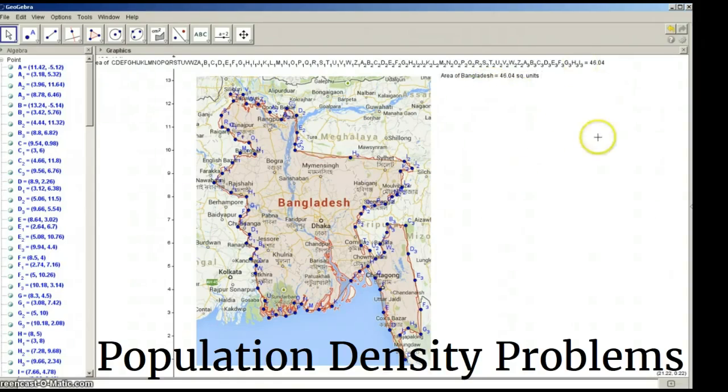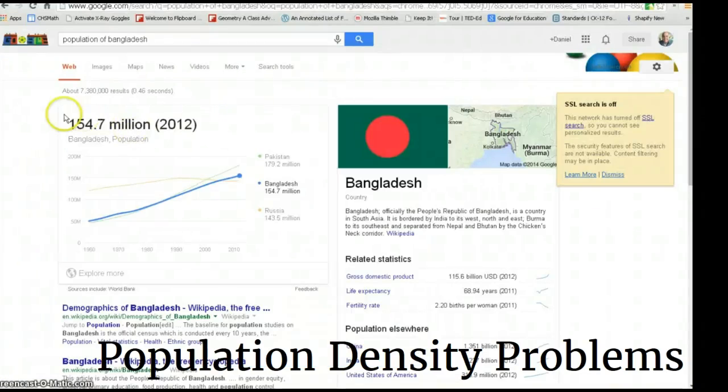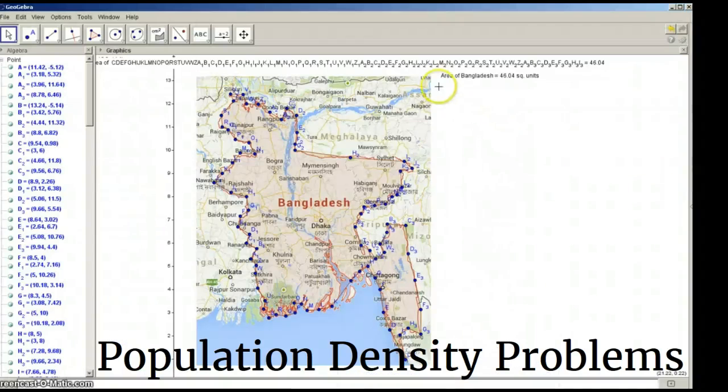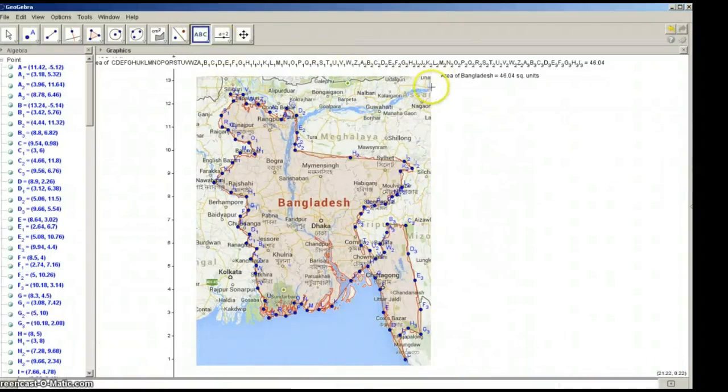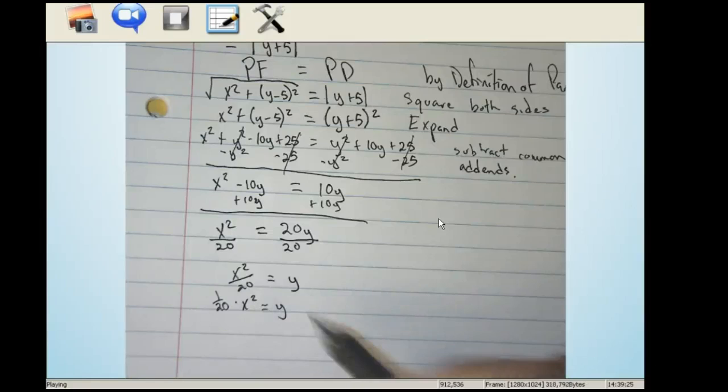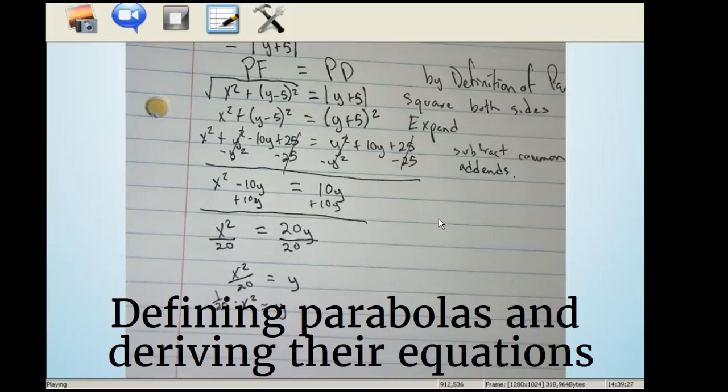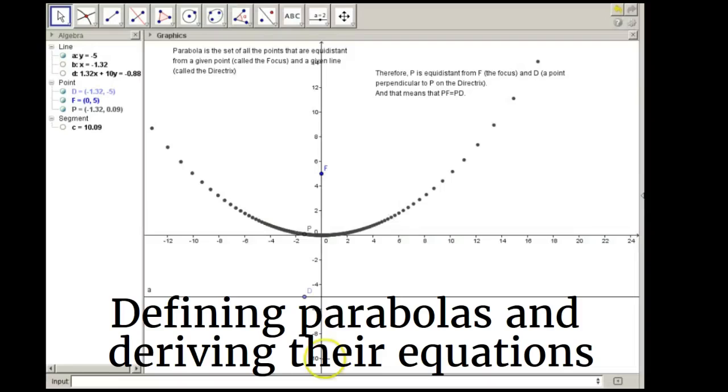But what does that mean in terms of population? Well, I have looked up the population of Bangladesh, and it is roughly 154.7 million. So let's write that on our GeoGebra screen too with the text tool. So let's try plugging that into our GeoGebra here, and let's see what happens with that equation.